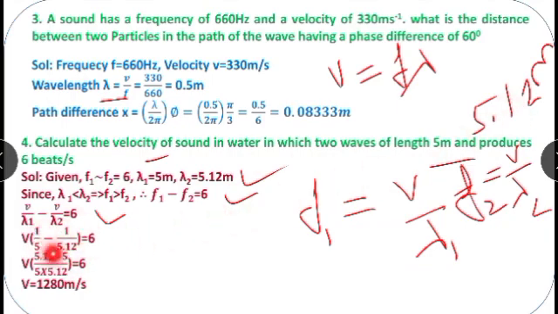So substitute the values, is equal to 6. 6 means 6 beats per second, the difference between the two frequencies. Then after substituting the values and after simplification, how much will we get? v is equal to 1280 meter per second. So this is the velocity of the sound in water.